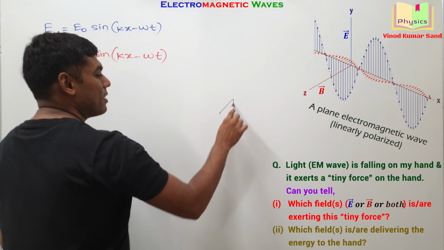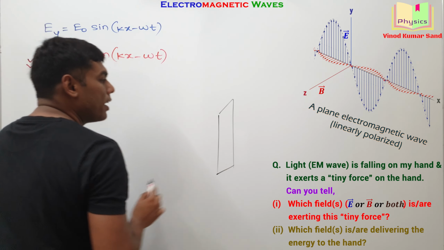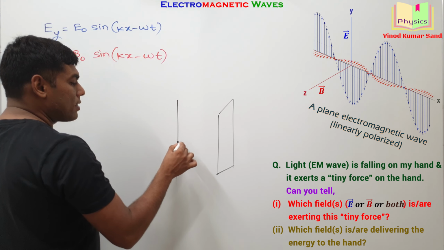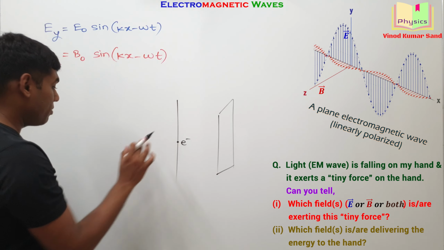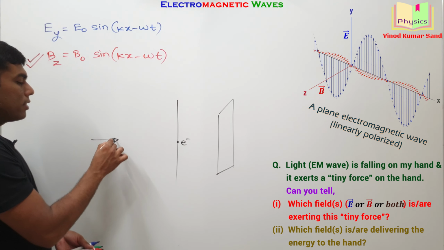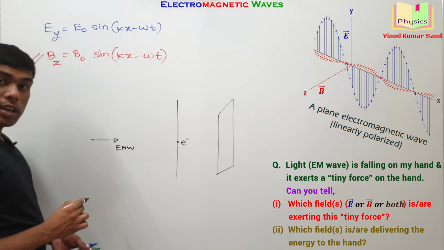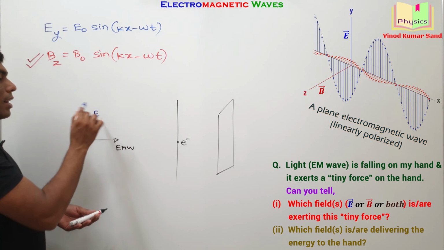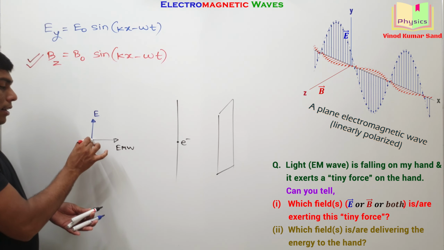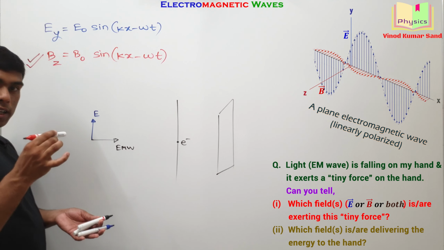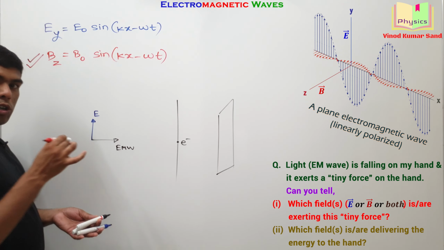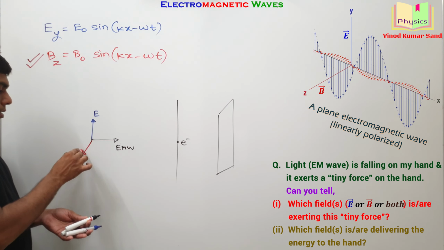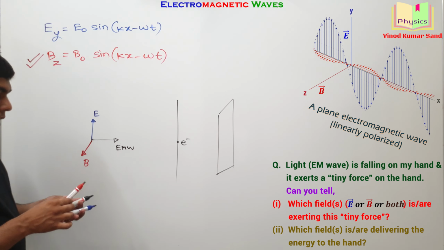Suppose here is a surface, and for simplicity I'm showing the surface like this. We consider some electron at the surface. EM wave is traveling in this direction. In the EM wave, I'm showing that at some moment the electric field is like this, and at that moment the magnetic field is perpendicular in this direction. I cannot draw the three-dimensional diagram on the 2D board, so that magnetic field I am showing like this. I hope you understand the things.